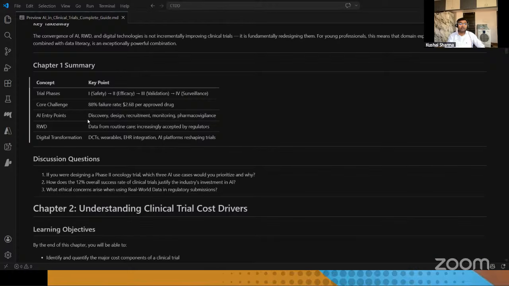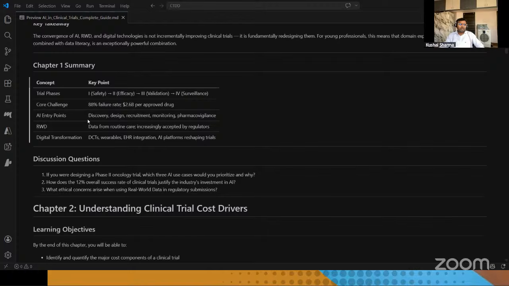RWD, the real world data. So data from routine care, increasingly accepted by the regulators because they are the decision makers. Digital transformation: DCTs, wearables, electronic health record integration, AI platforms reshaping the trials.